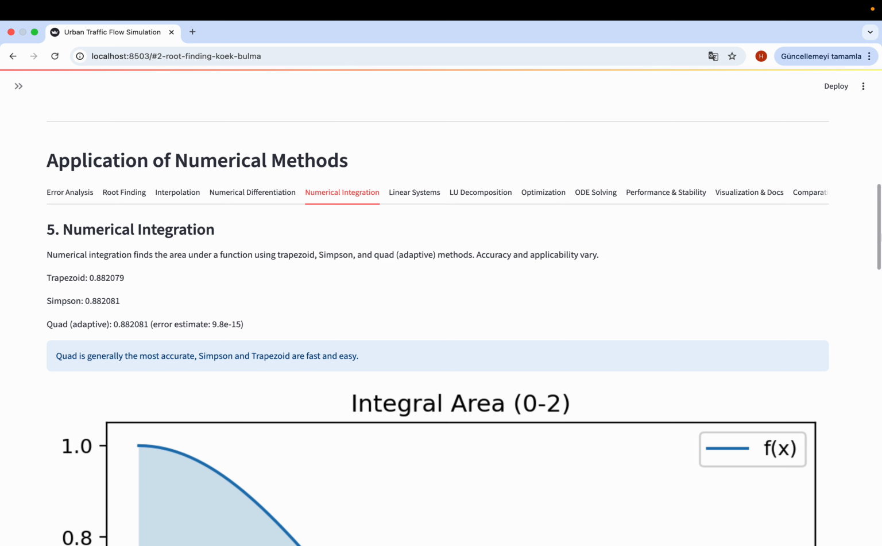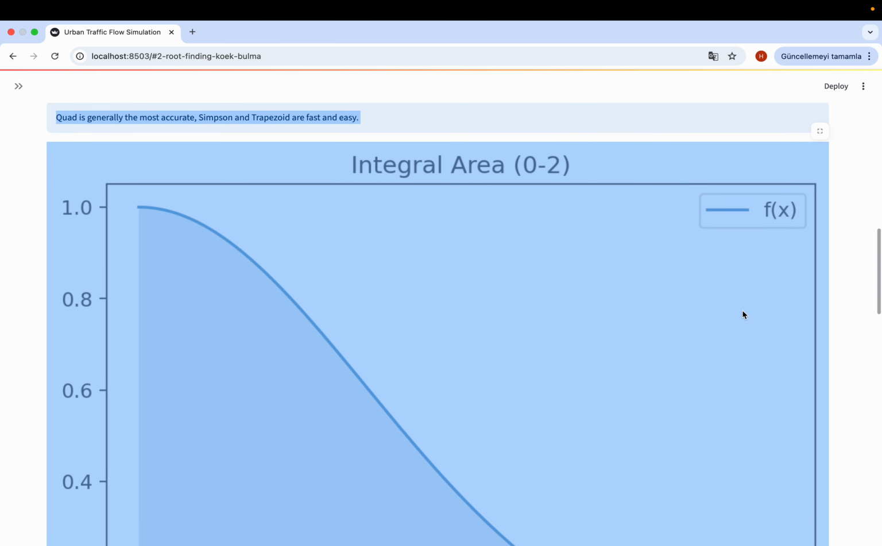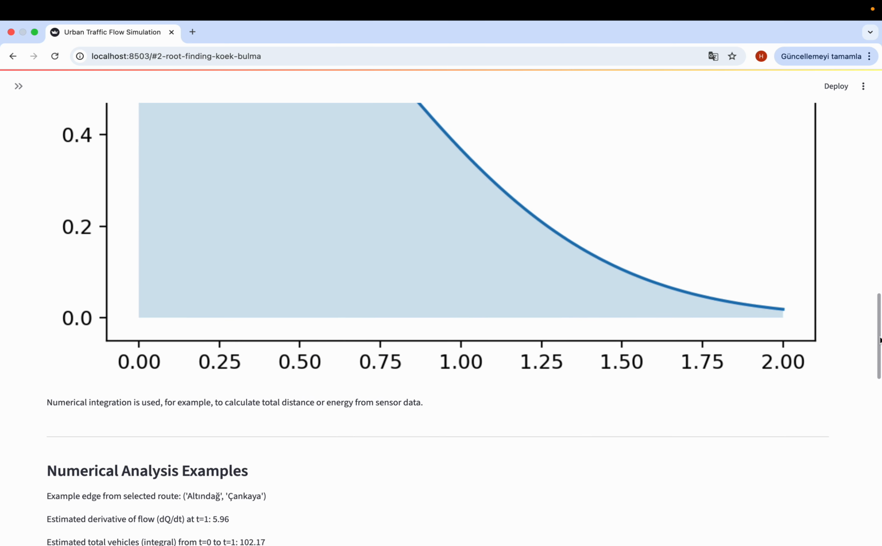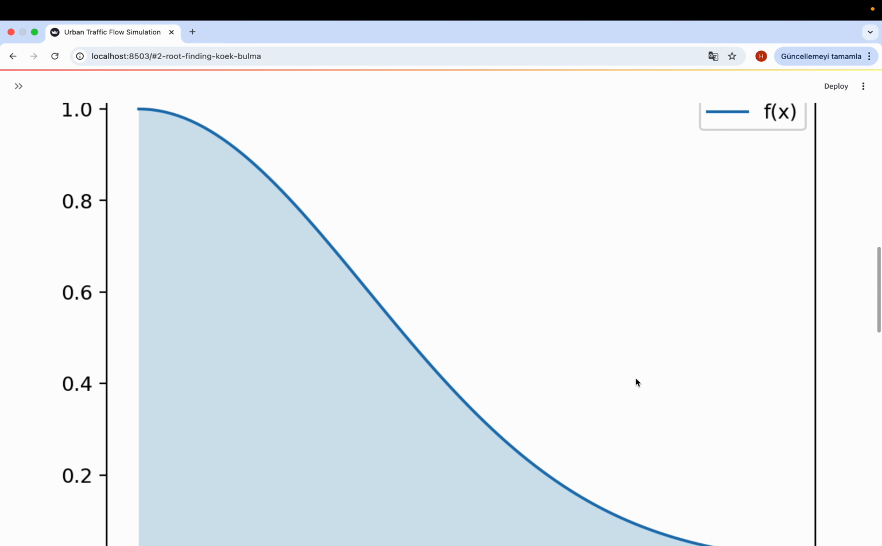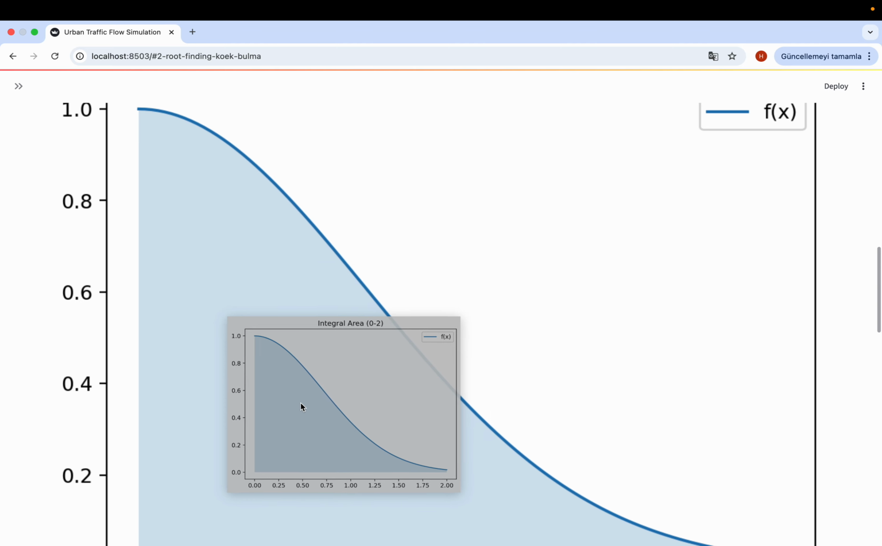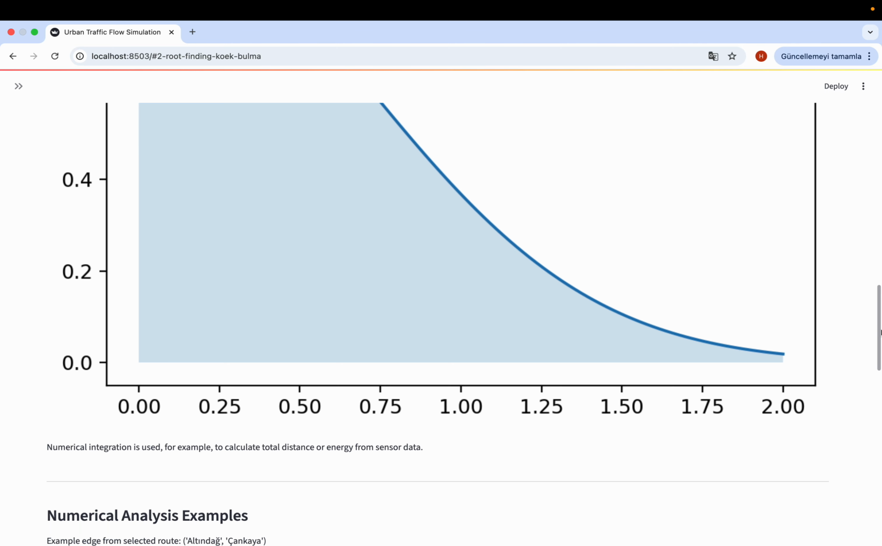Integral area graphs: you can see in these graphs numerical integration is used, for example, to calculate total distance or energy from sensor data.